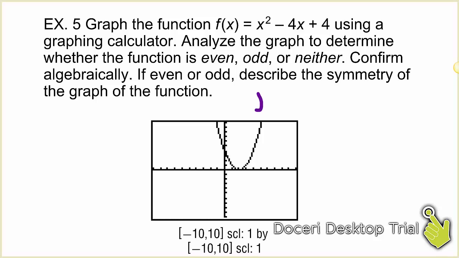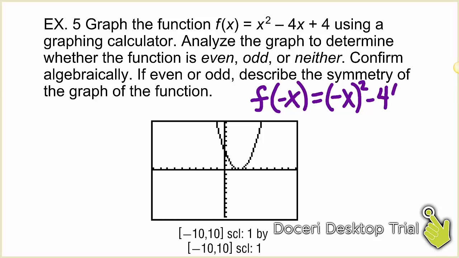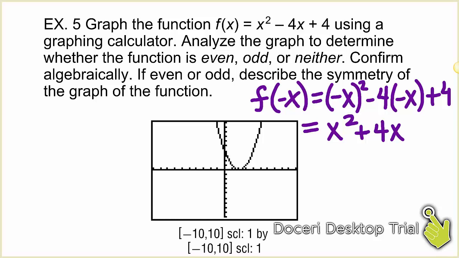In place of all of the x's, I'm going to plug in a negative x. So I'm going to put negative x squared minus 4 times negative x plus 4, and I'm going to simplify as much as I can. A negative x squared is going to be a positive x squared, because a negative times a negative is a positive. When I do negative 4 times negative x, that's going to be positive 4x. And then at the very end, I still have a plus 4.